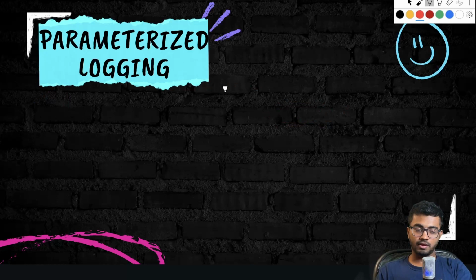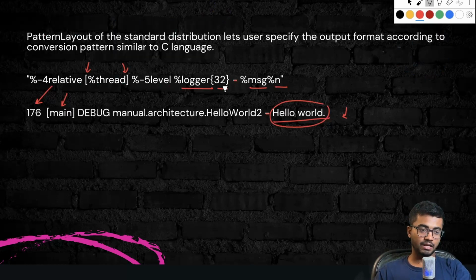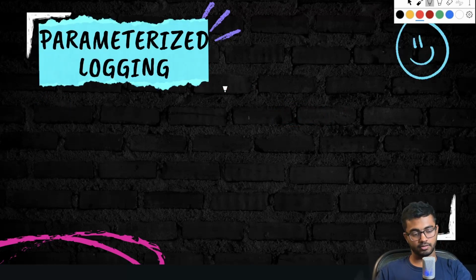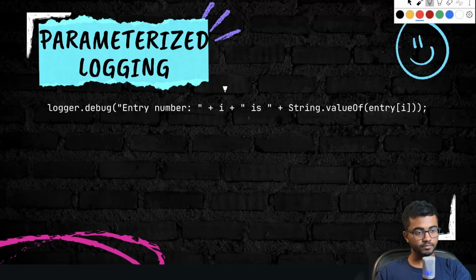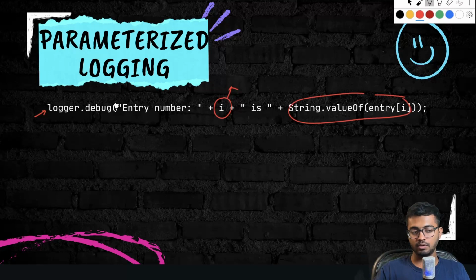So now that we have understood layouts, let's talk about logging. How does parameterized logging work? Take this example: logger.debug with entry number I and String.valueOf of entry I, right? That means when we have to print this, we have to convert this whole thing to a string as usual, and only then will we be able to print it, because eventually this has to be a string at the end of the day, right?